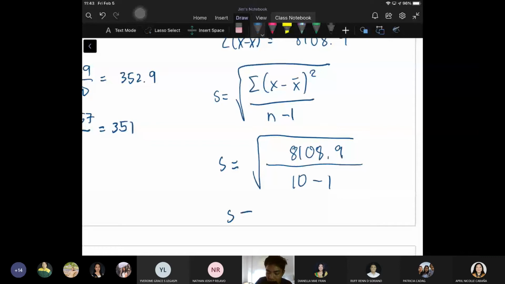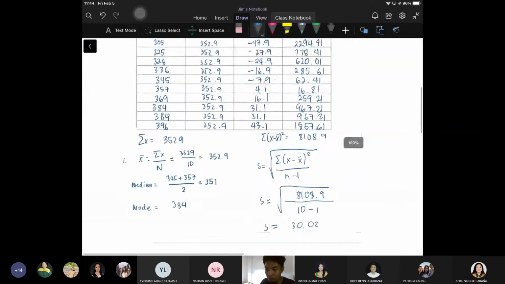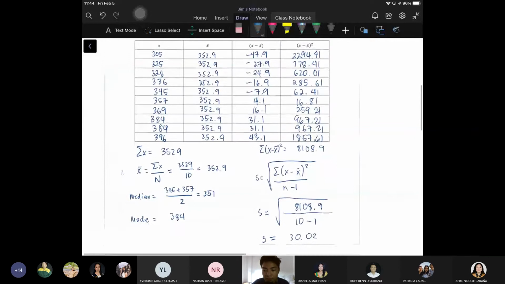Okay? So, pindot uli sa calcu. And let us round it off to 2 decimal places. Okay. So the answer will be 30.02 into 2 decimal places, no. Pero ang nakalagay sa calcu ay 30.01647696, no. So if you came up with that answer, then tama yung sagot natin. Okay? So that's how we solve for the standard deviation, no.